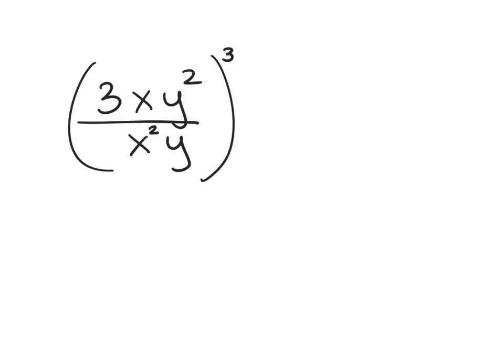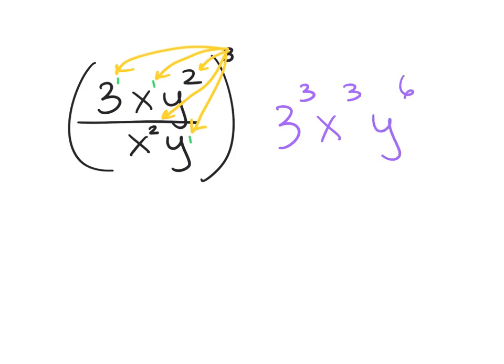So again, I'm going to make sure I distribute it, and then we're going to go through the process of simplifying here. I know there's a lot going on here, but remember, this is like there's 3 to the power of 1, x to the power of 1, and y squared on top, and then x to the power of 2, y to the power of 1 on the bottom. So this is going to give me 3 to the power of 3, x to the power of 3, y to the power of 6, over x to the power of 6, y to the power of 3. And then again, I'm going to keep going because I need to simplify. And again, I'm going to simplify the exponents that have the same base.